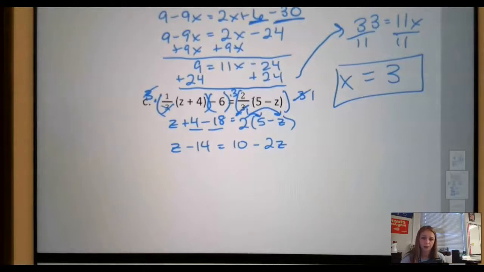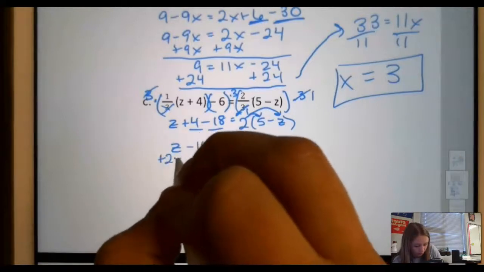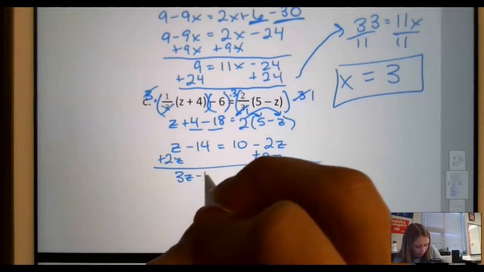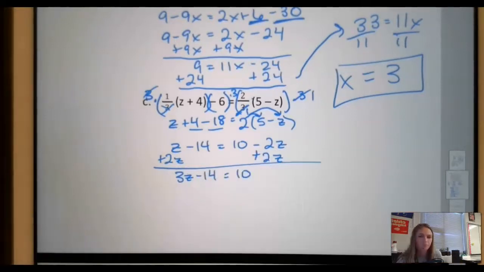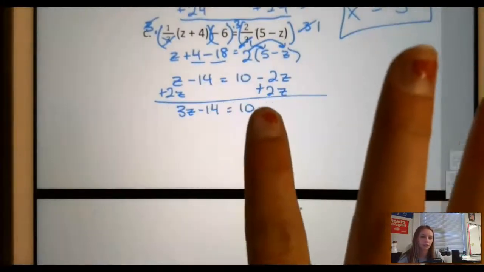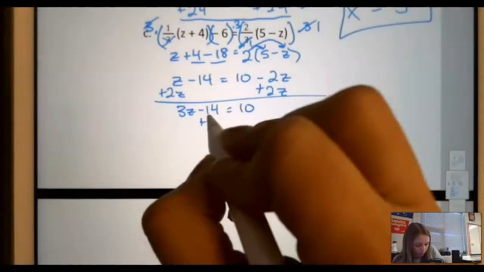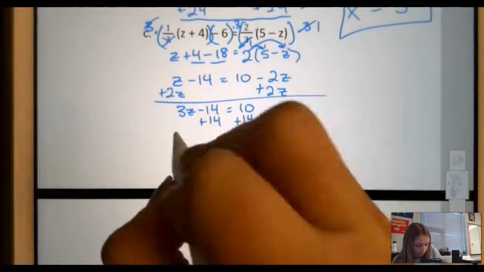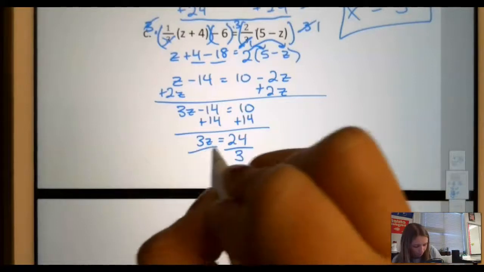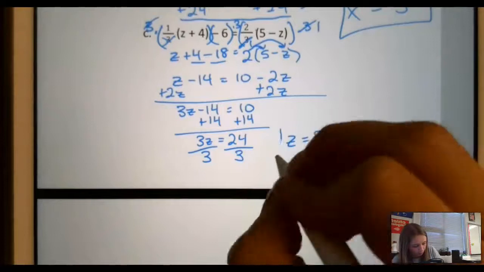Alright, I'm going to combine my variables, so I'm going to add 2z to both sides, so then it stays positive. And so now I have 3z minus 14 equals 10. Now I'm going to look, I have my one term by itself over here, so I need to figure out its like term. Well, it doesn't have a z, so it has to combine with 14, so we're going to add 14 to both sides. And 3z equals 24. Then we divide by 3, and z equals 8.